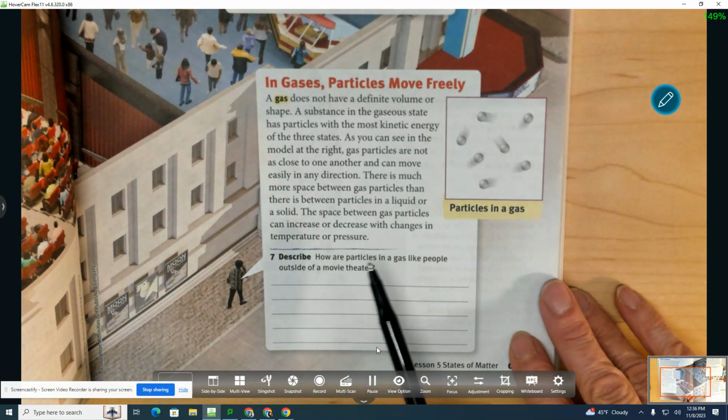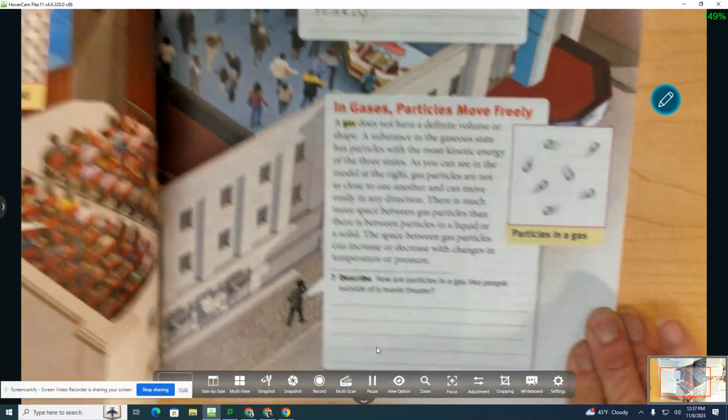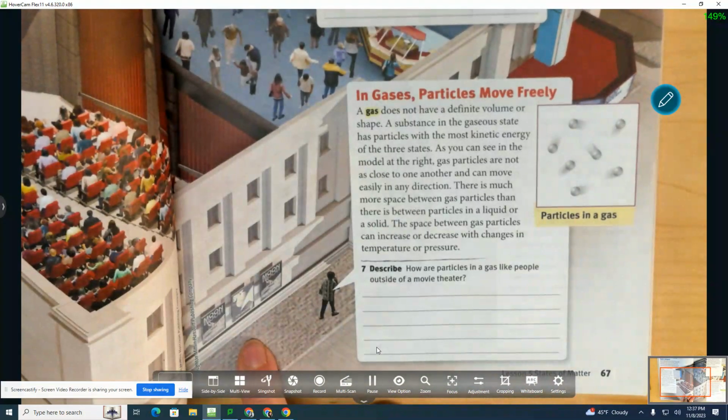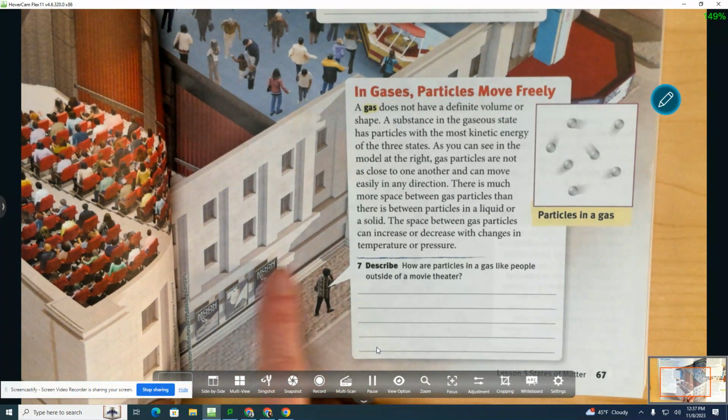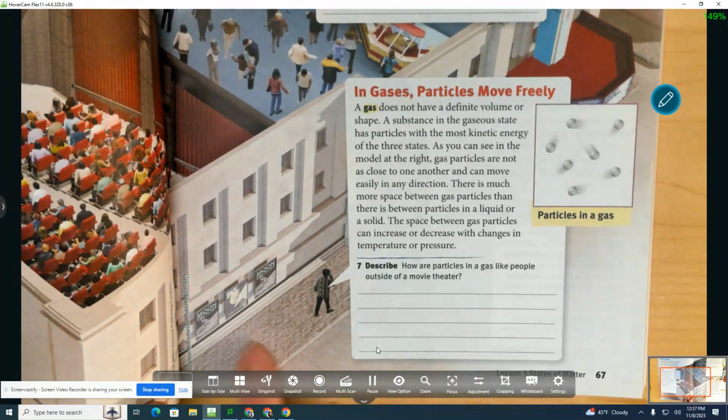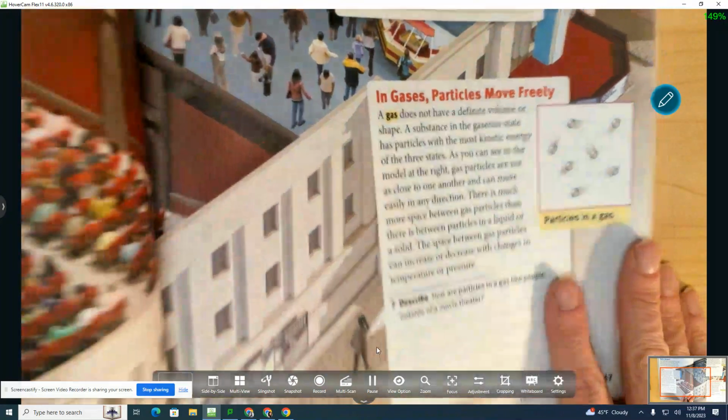How are particles in a gas like people outside of a movie theater? So we can see that outside of the movie theater, there's a lot more space. People can spread out more. We're not going to have as many people in one area because they're more spread out.